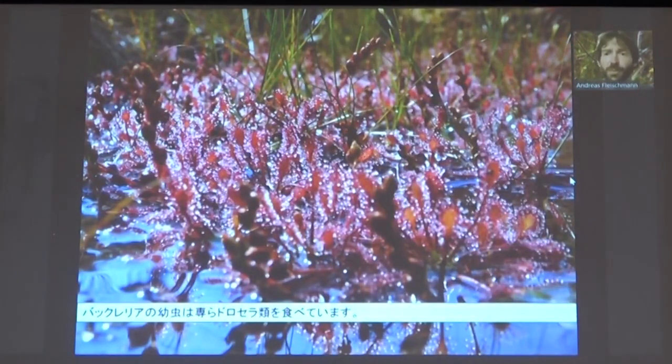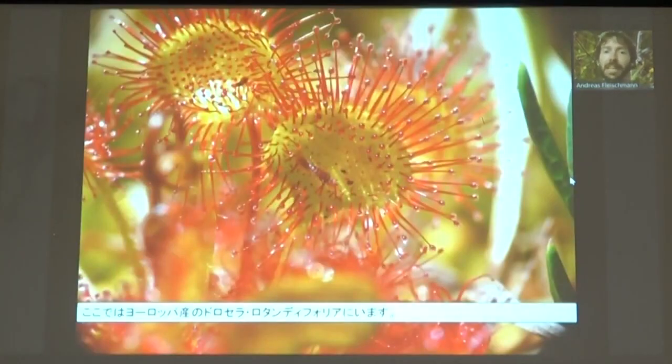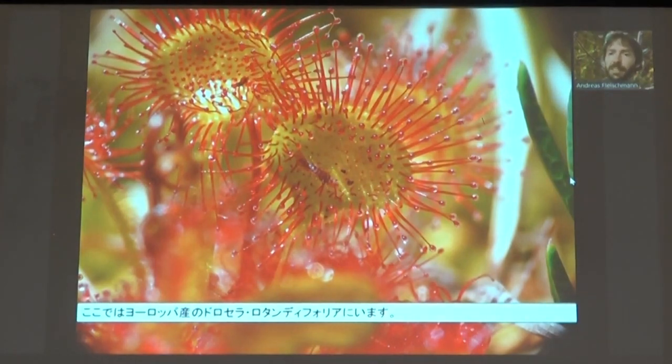Larvae of Buchleria exclusively feed on Drosera species, and they have a very curious biology, which was already shown by Fletcher in a publication in 1908. Recently there was also a publication about Buchleria in Japan, unfortunately not knowing this publication from 1908. The first instar larvae, here you can see one on a leaf of Drosera in Europe, feed on the tentacles of Drosera. They eat the entire tentacle, the stalk, its head, and also the mucilage. They're not only licking it, they feed on the mucilage and all the tentacles.